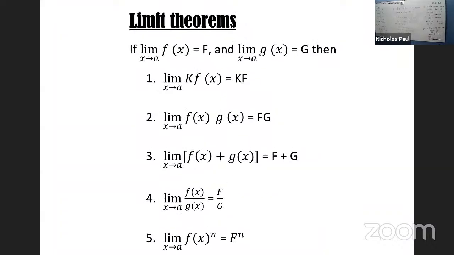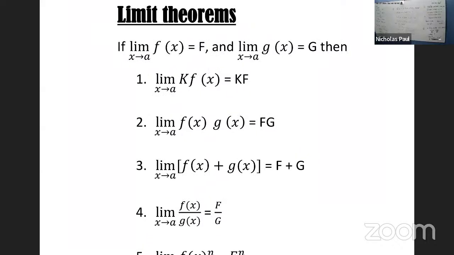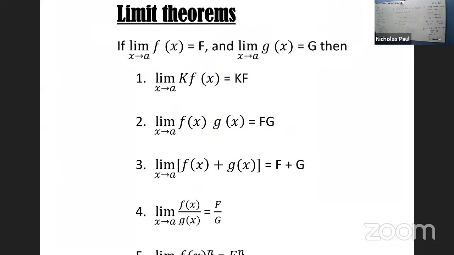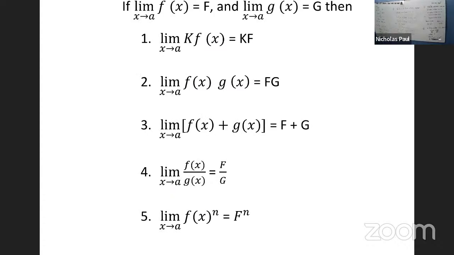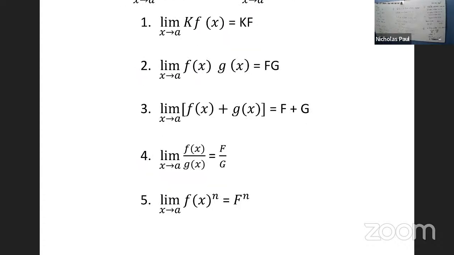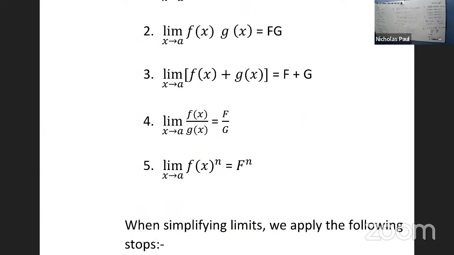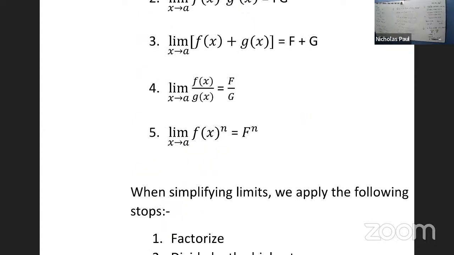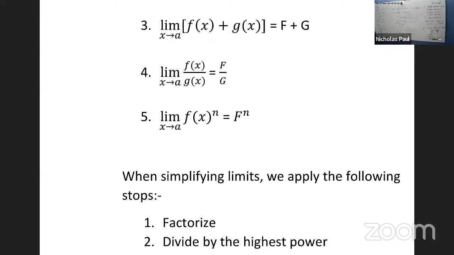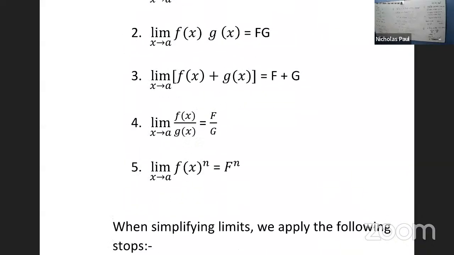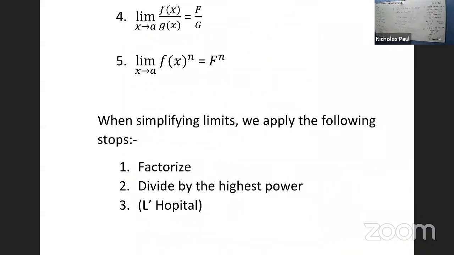So I'll just quickly go over the limit rules, right? Remember, you can pull the K on the outside. You can split it up if it's a product, if it is multiplication. You can also split it up if it's addition and division, right? And please remember that you can also do it if you have it to the power format. Okay, so just remember these rules. We'll go back to these rules when we start to simplify limits, right?